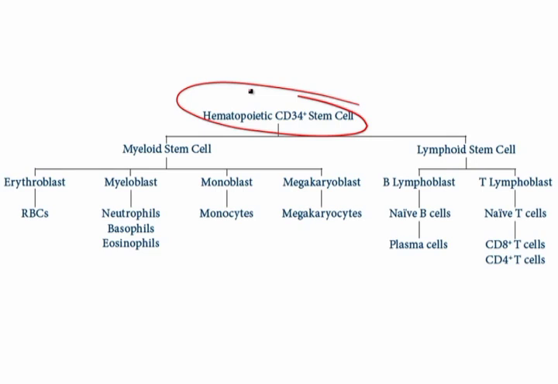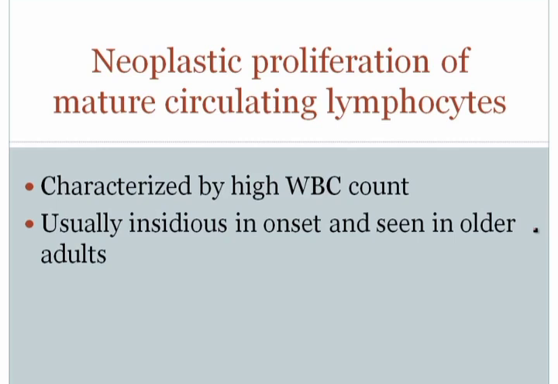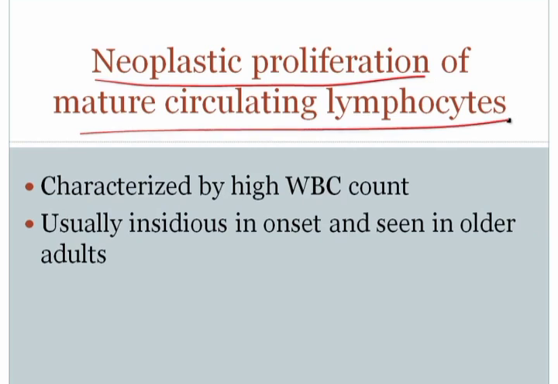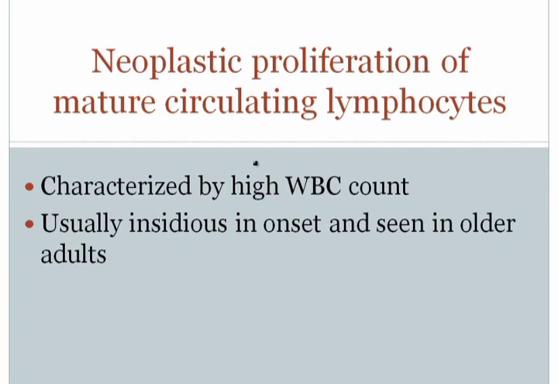Now, when we talk about a chronic leukemia globally, what we're really referring to is a proliferation of mature lymphocytes. So if there's a neoplastic proliferation in which there are mature lymphocytes floating around in the blood, we call that a chronic leukemia. Again, I've highlighted that here by reminding you that chronic leukemia is a neoplastic proliferation of mature circulating lymphocytes. That's going to result in a high white blood cell count. Now, classically, this disease is insidious in onset. The patients present very slowly and they're often asymptomatic, and they can live a very long time with this disease. Again, it's classically seen in older adults.